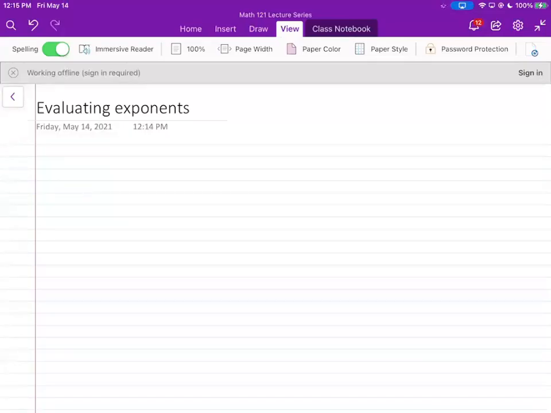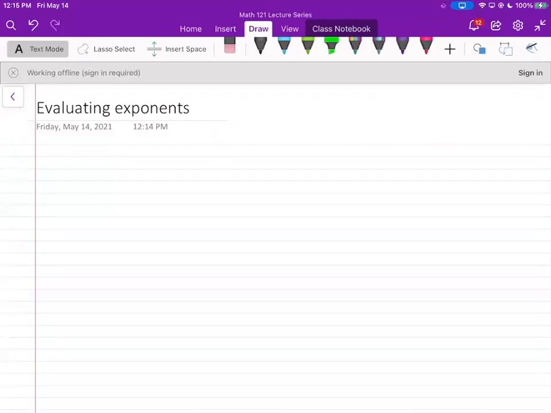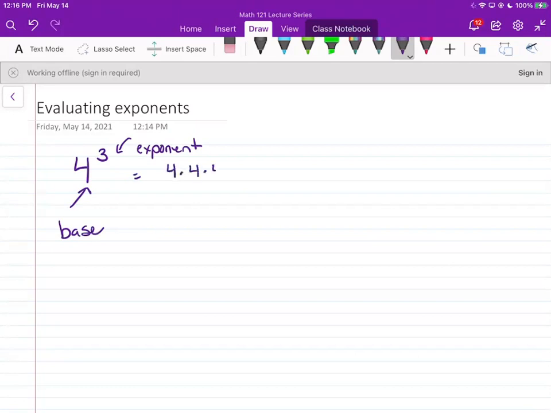Evaluating exponents is what we will be looking at in this video. First of all, an exponent looks like this. It's read as 4 to the third power, where this part is called the base, and this is called the exponent. 4 to the third power can be interpreted as 4 times 4 times 4, and then you would multiply that together. Notice the same holds true if you're using a variable.